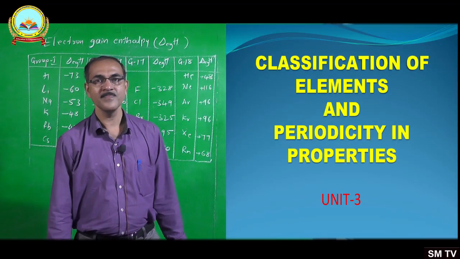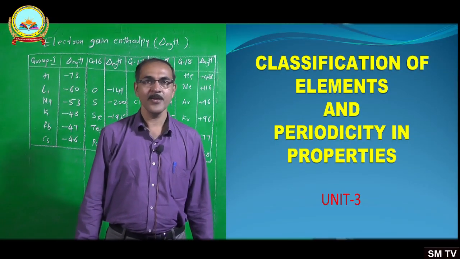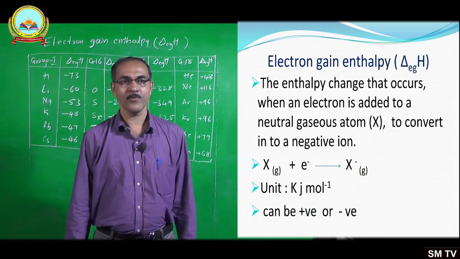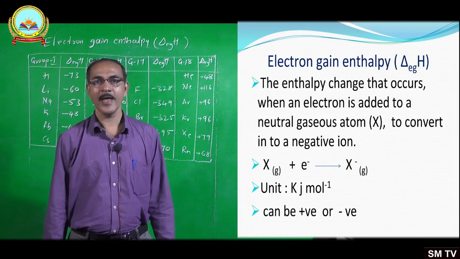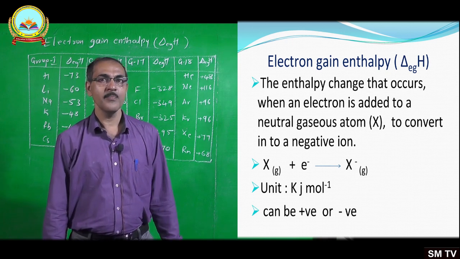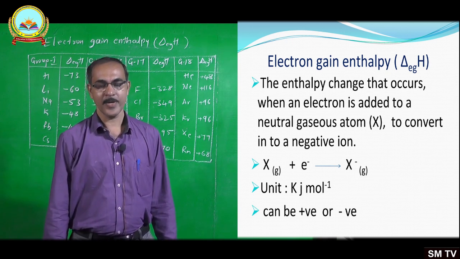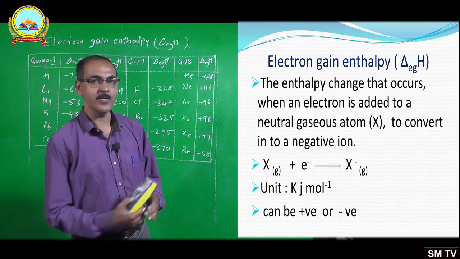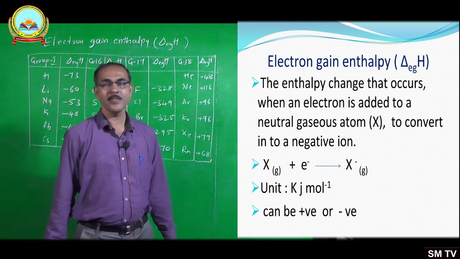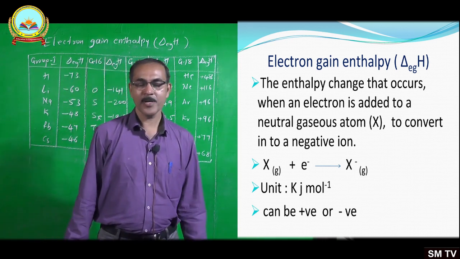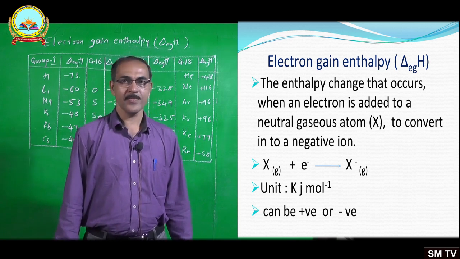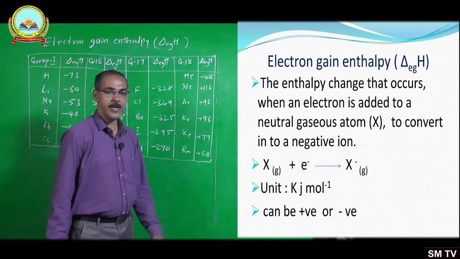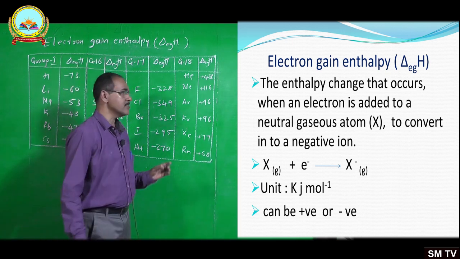Dear students, let us continue the third unit of chemistry, the classification of elements and periodicity in properties. In today's session, we will start with a very important concept, electron gain enthalpy. How do you define this?